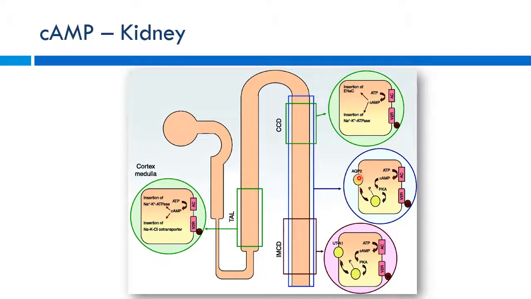Remember, aquaporin is good for transporting what? Water, yeah, actually, it's aqua, it's right in the name. So if I insert more aquaporin channels into the collecting duct here, I can actually absorb more water from the kidneys. So just another example how cyclic AMP and protein kinases can cause that to occur.